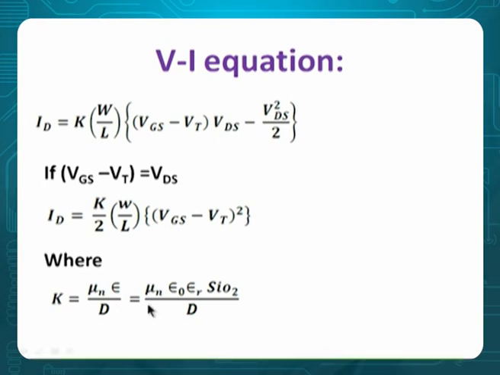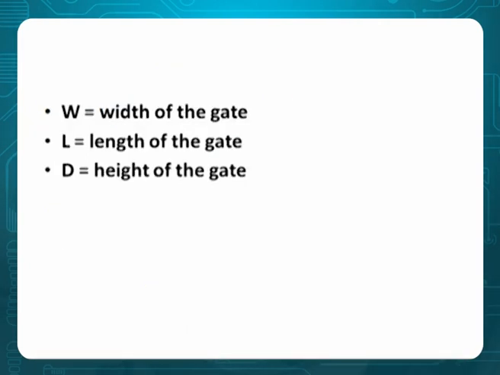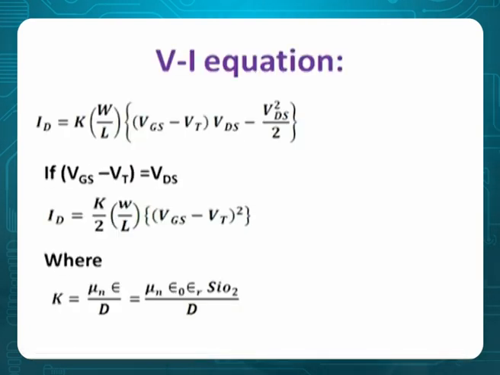Where K is mu n epsilon by D. Why do I take mu n? I take mu n because it is an n channel. Epsilon naught epsilon r is for the silicon dioxide layer, divided by D. D is the height of the gate. So remember here, W is the width of the gate, L is the length of the gate, and D is the height of the gate.